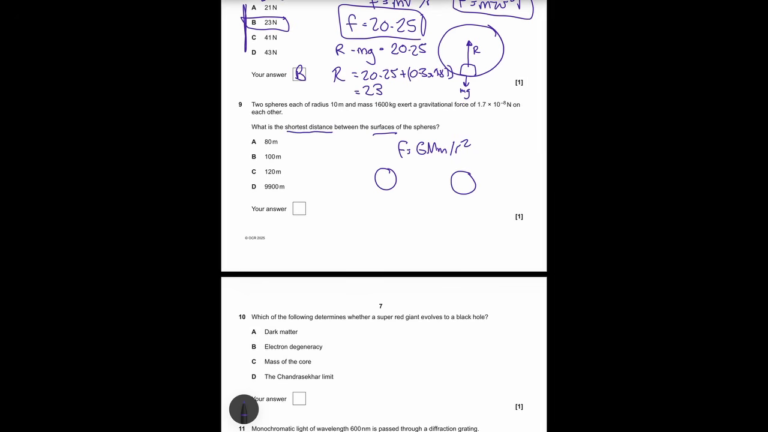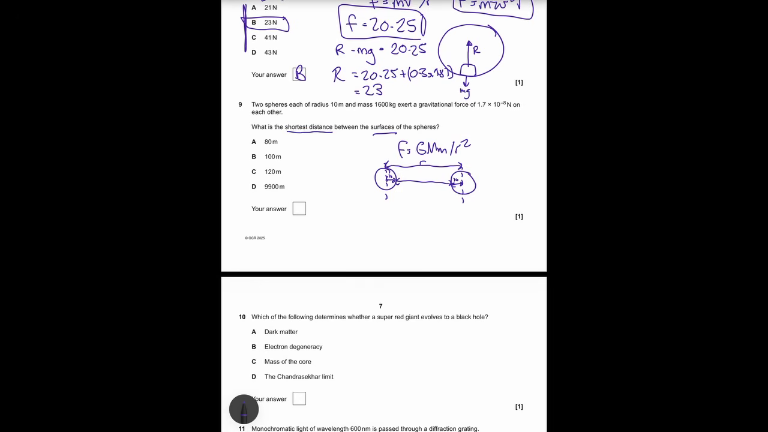Now what do I know? If I've got that distance between the centers of them, this is the thing that the formula is going to give me, and then I need to know that distance over there. And it tells me that each of them has a radius of 10 meters, so this is going to be 10 meters and this is going to be 10 meters. So what I'm going to be doing is work out the answer for R, not F. Once I've got the answer for R, I'm just going to have to take away 10 meters from that side and 10 meters from that side, and then I'm going to be able to get the answer.